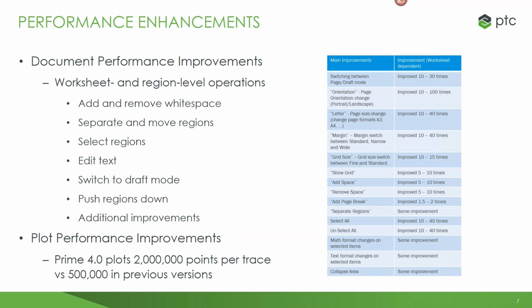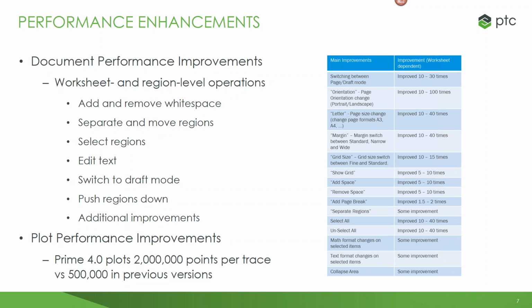We've also included some plot performance improvements, right? So with Prime 4.0 plotting, you're able to plot 2 million points per trace versus the 500,000 in previous versions, right? So 2 million points is a lot of data, so you're able to really do a lot with that. So that's really great stuff.